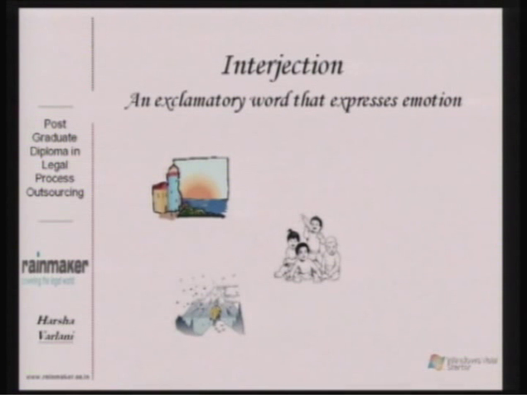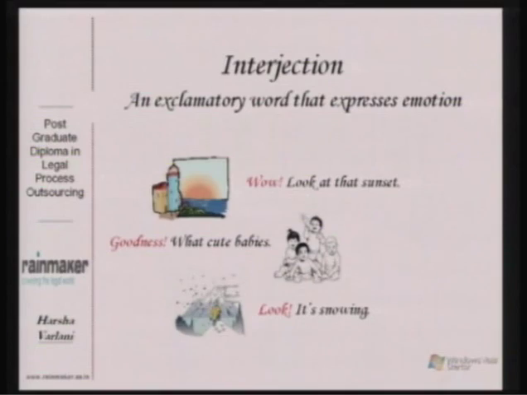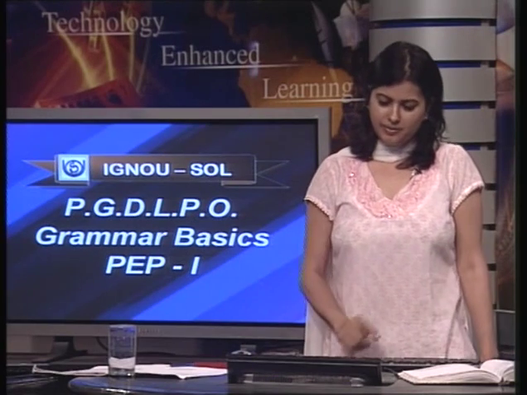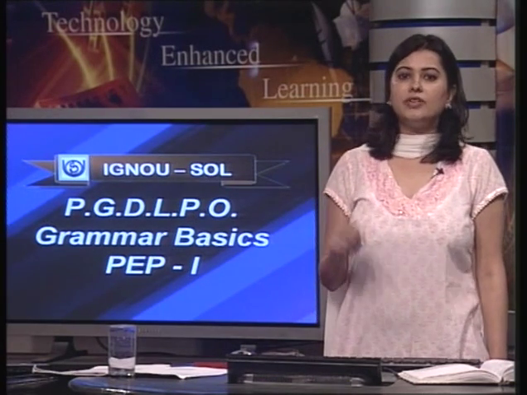Interjections. An exclamatory word that expresses emotions. For example, yay, it's Sunday. Or you can say, wow, look at that sunset. Or you can say, goodness, what cute babies. Look, it's snowing. These are your interjections. Once we have understood the 8 parts of speech, we need to understand subject-verb agreement.